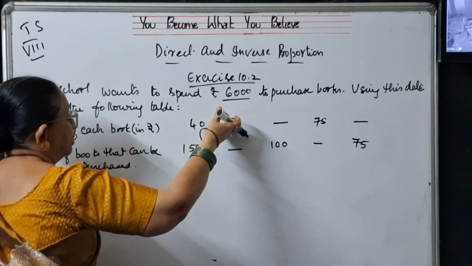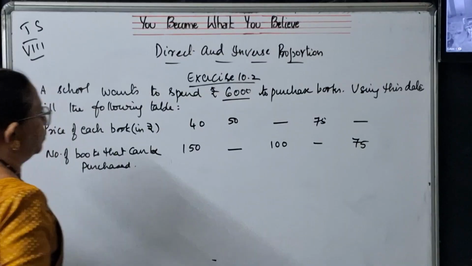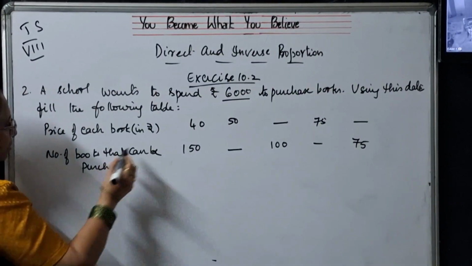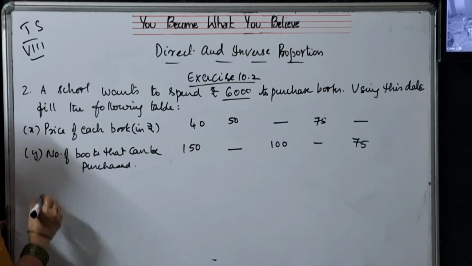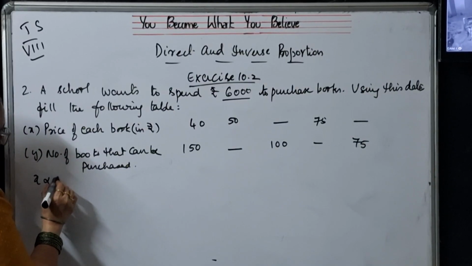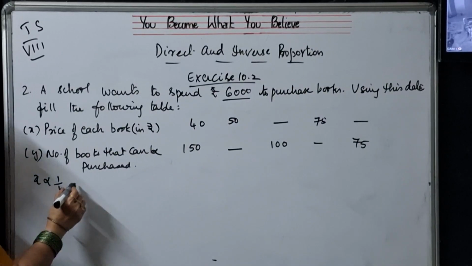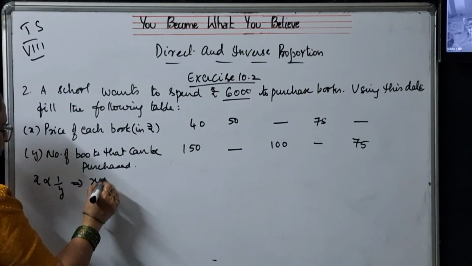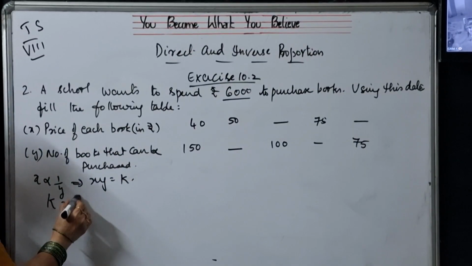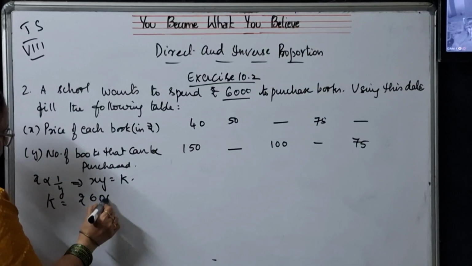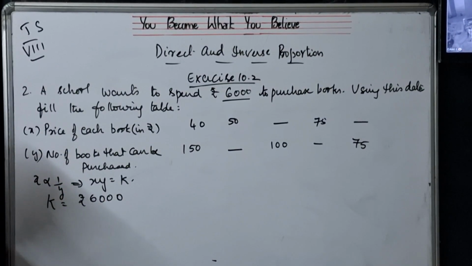So when the rate is increasing, the number of books will be decreasing. So basing on that, we need to do it. Here, we are considering this as x and this as y, and x is inversely proportional to y. This implies x into y is equal to k. Now in this problem, k is given as rupees 6,000. If you multiply them, we have to get 6,000 rupees.